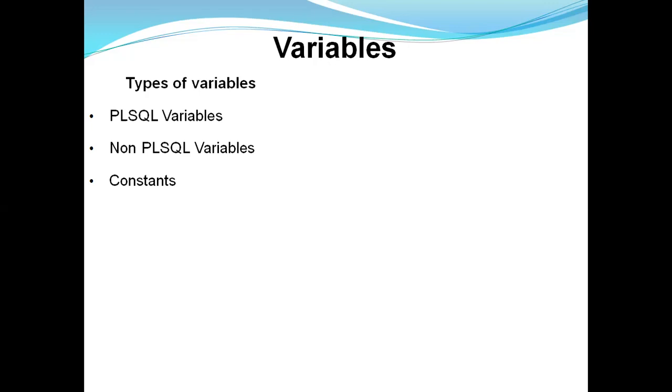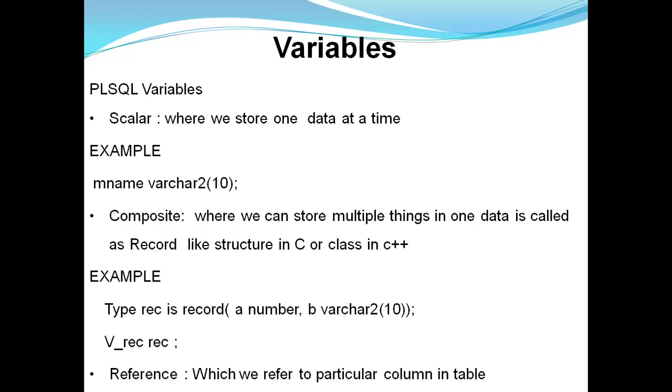Then the third thing we have is called constants. A constant is nothing but a kind of variable, but once you define the value of that, that value cannot be changed in your executable part. That means you cannot reassign the value to that variable. That variable will have a fixed value. That's why it is called a constant.